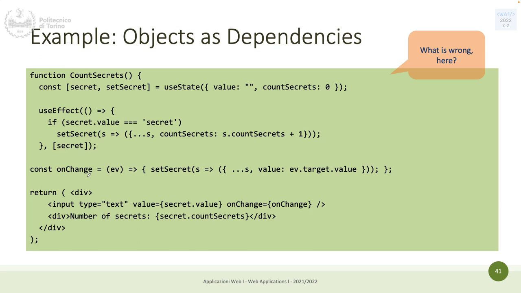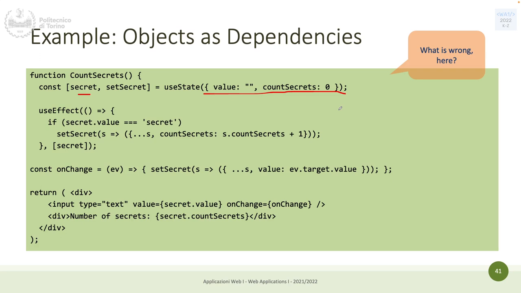Objects. What is wrong here? Look at this code. We have an input text as before that has value secret.value, so an object. In the state, in secret, here in the state, we have an object. It has two values, value as a string and count secret as a number. And we have an input that shows this value, the string, the empty string at the beginning, and when onChange is called, we set a new secret.